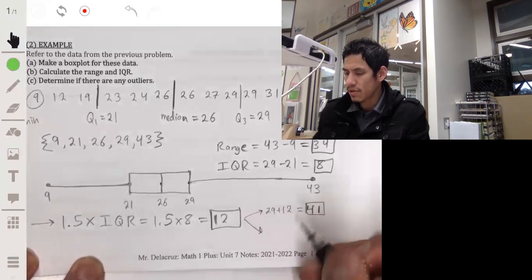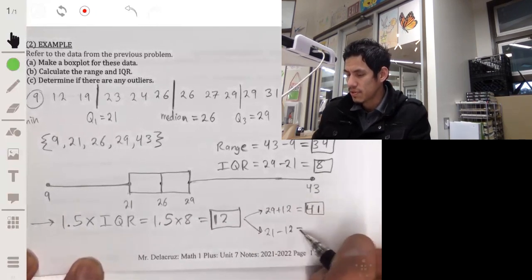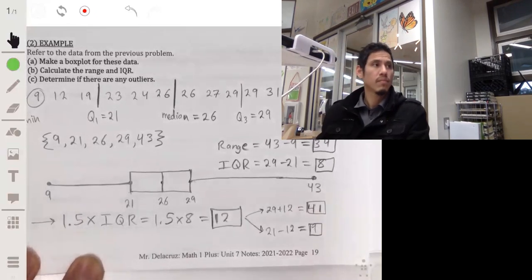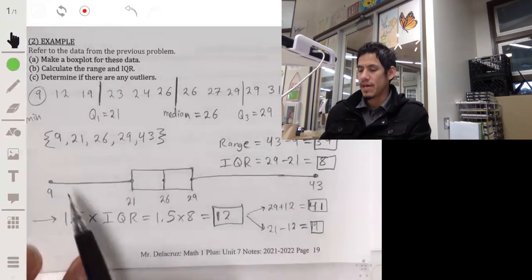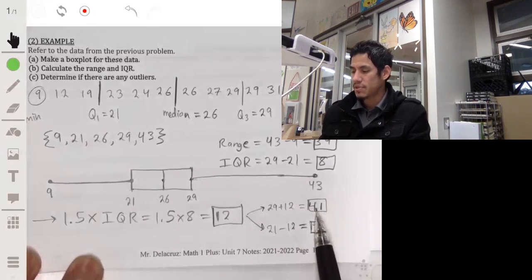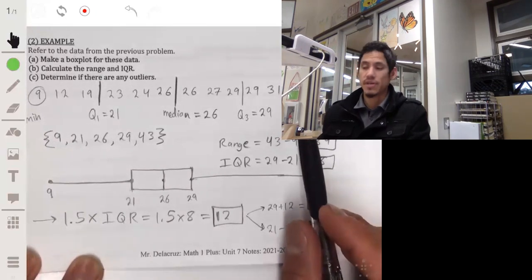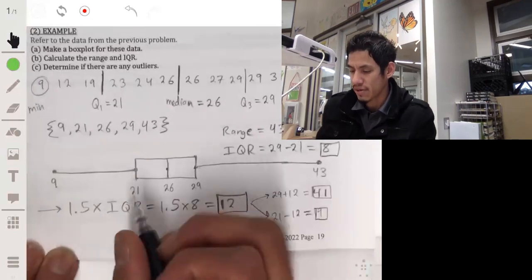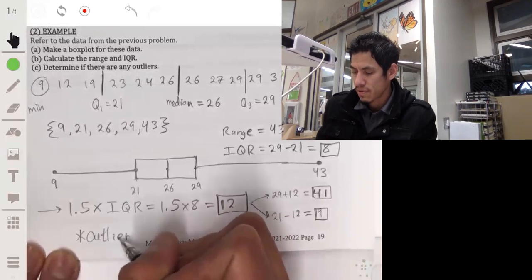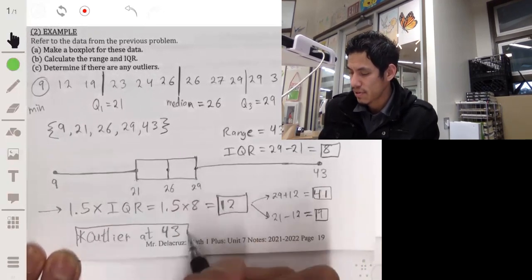And our other one will be 21 minus 12. So any values below 9. We have 9, but 9 is not below 9, so this one doesn't count. So we look for values above 41, and we actually have one value above 41 at 43. So 43 will be an outlier. We have one outlier at 43.